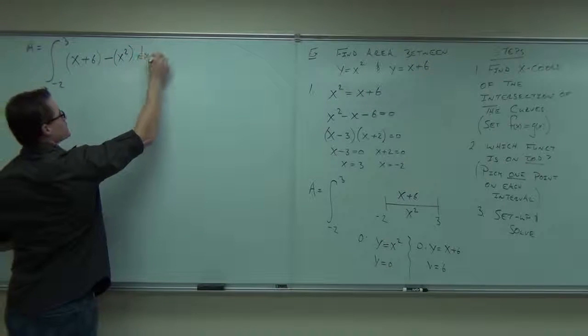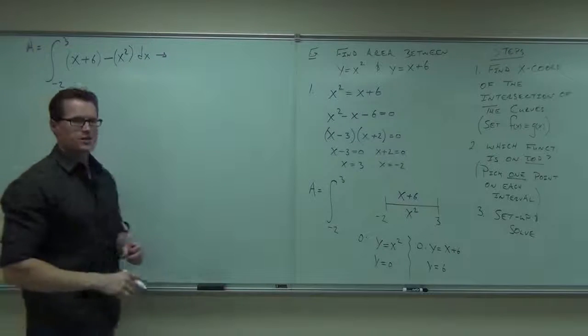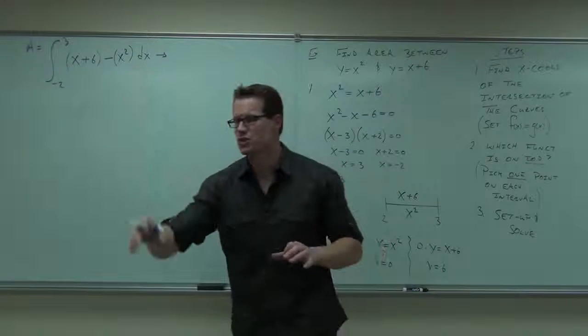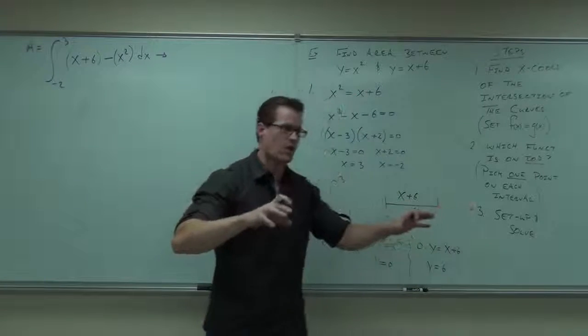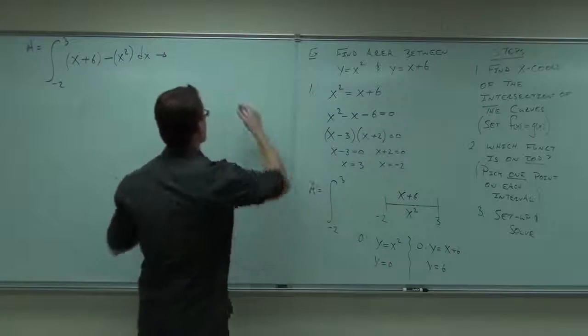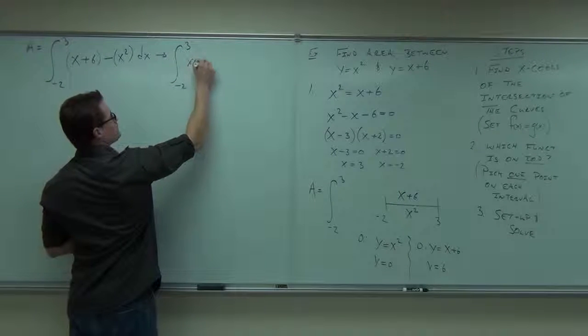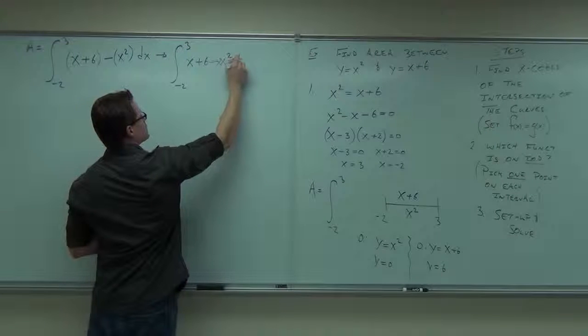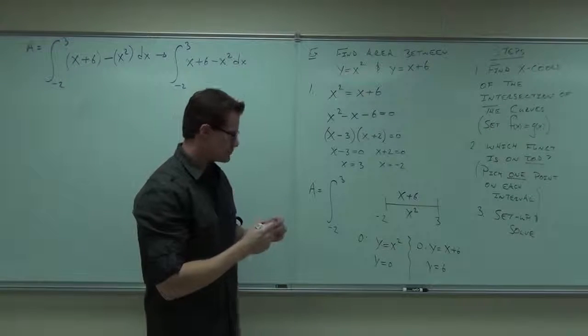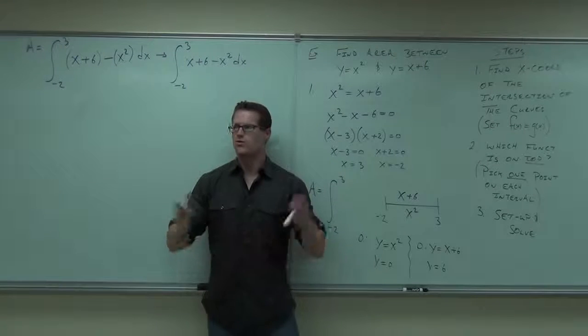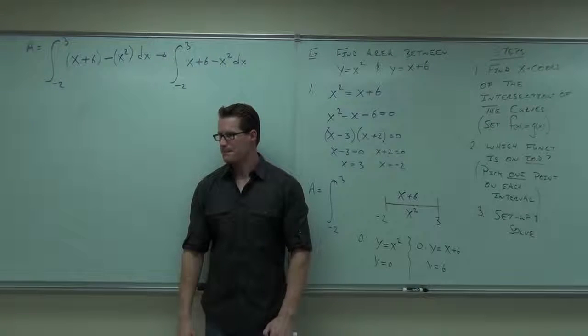Don't forget your dx. Now, of course, those parentheses don't do much for us in this case. It just was a way to organize and say, here's my first function on the top, here's my second function on the bottom, and then subtract them whatever they happen to be. So our integral goes from -2 to 3 of x plus 6 minus x squared dx. You okay with that one? Go for it. Why don't you find out how much area we got?